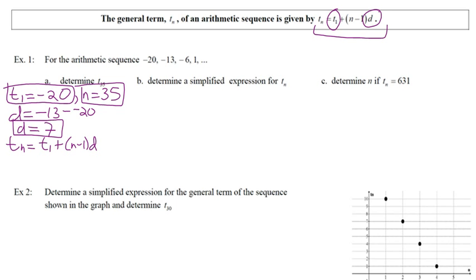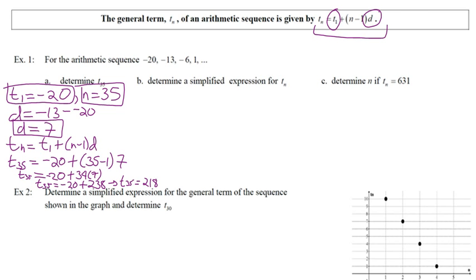So T35. So now substitution, right? In the grand scheme. Negative 20 plus 35 minus 1 times 7. So order of operations, what do we do? Do the brackets. So we get negative 20 plus 34 times 7. Okay, then what? Negative 20 plus 238. Plus 238? Yeah. So T35 is? 218, right?